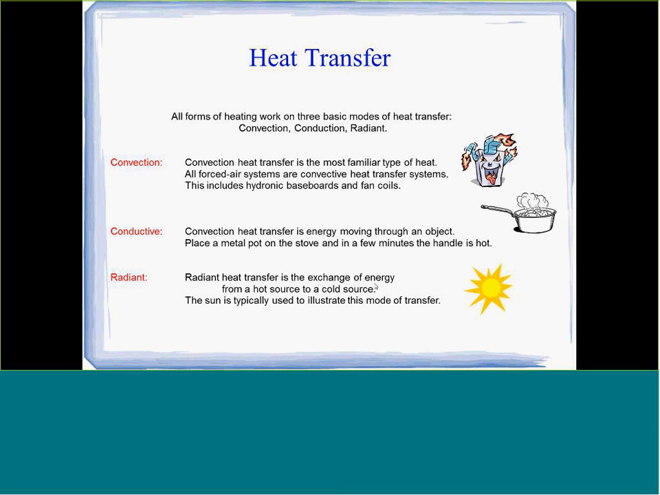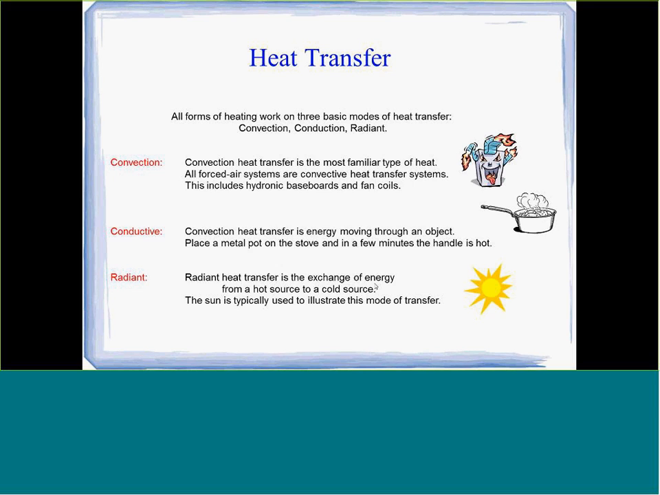And then radiant heat transfer is the radiant heat coming from the sun, a good example. Even though there's 93 million miles between us and the sun, we can still feel heat from the sun. That's what makes our planet warm.